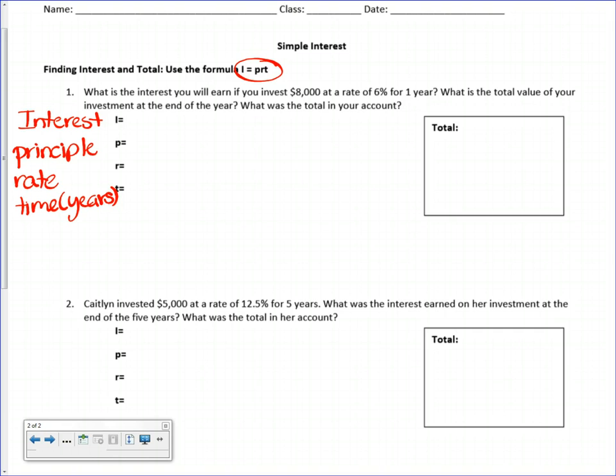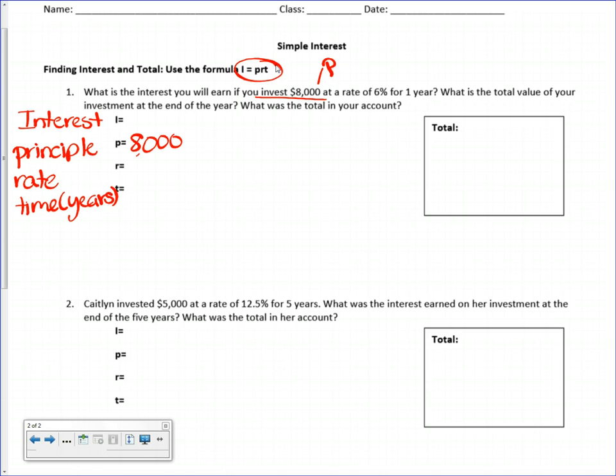Okay? So number one, what is the interest you will earn if you invest $8,000 at a rate of 6% for 1 year? And what is the total value of your investment at the end of the year? What is the total in your account? So start off, we need to find what we know. So you will invest $8,000. That number right there, that is your principal. So we're going to go over here and we're going to write 8,000 next to P.